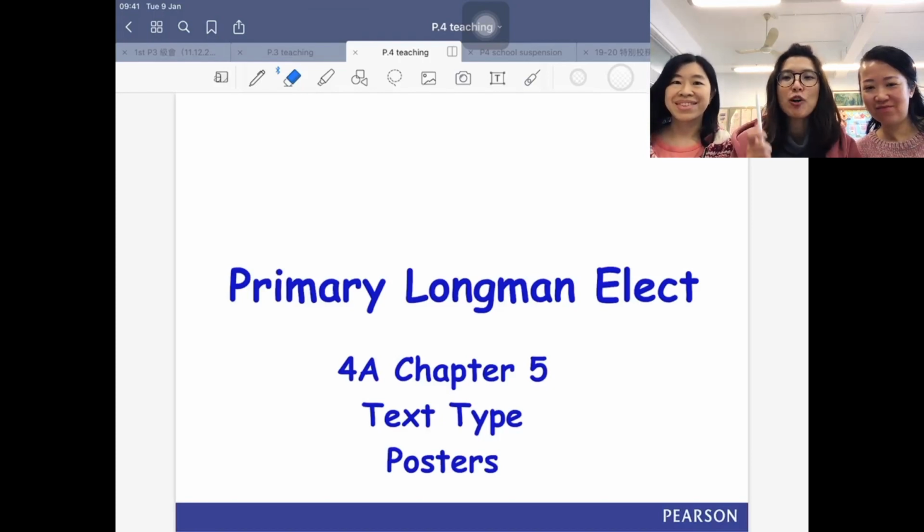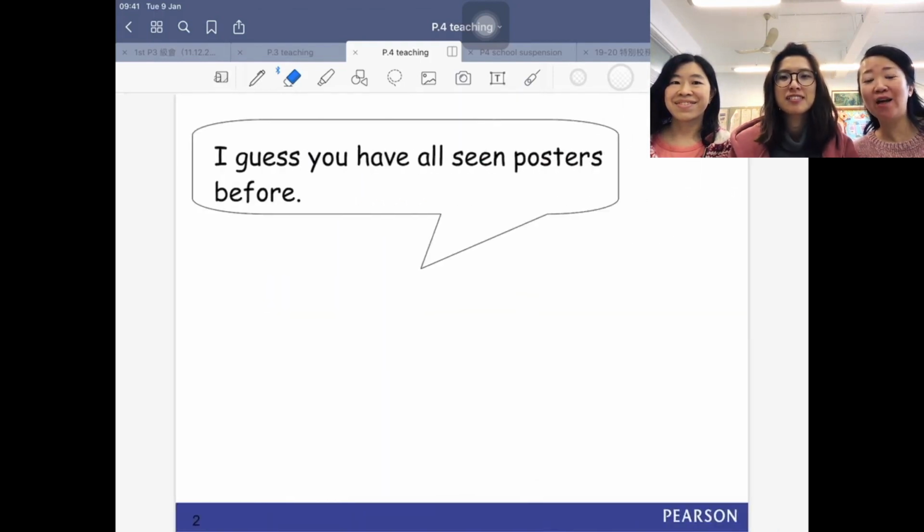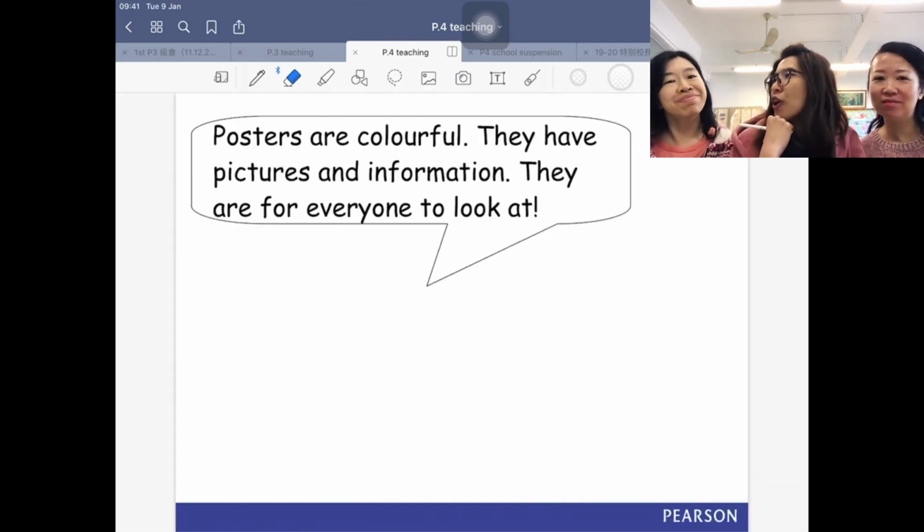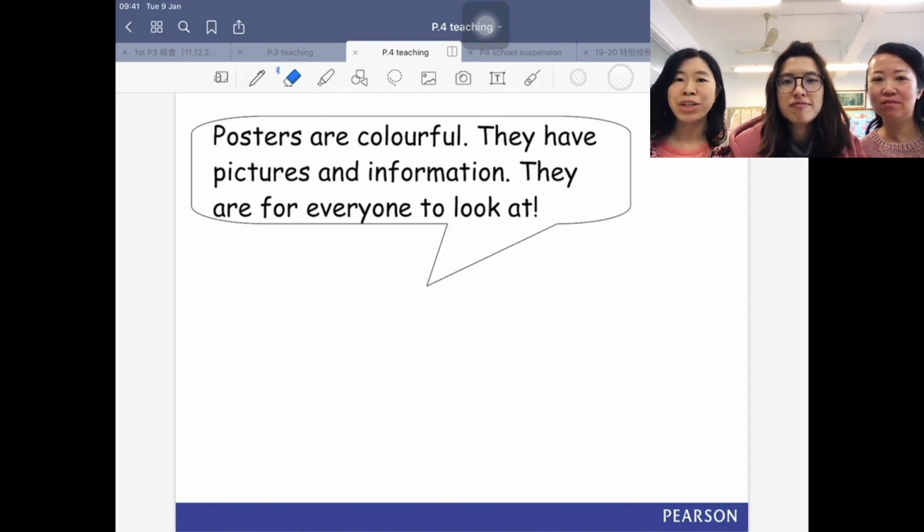Hey kids, today we'll talk about the text type posters. Yes, I guess you have all seen posters before. Have you? Yes. What are posters? Posters are colorful and they have pictures and information. They are for everyone to look at.